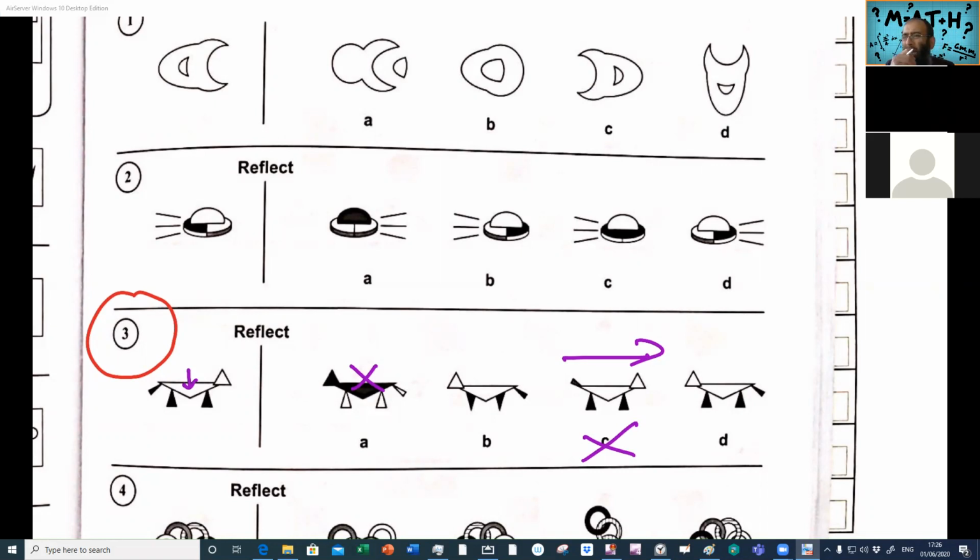Yeah, I did B, but it was incorrect. Yeah, and let me tell you why it's not B. If you look at the legs, the legs are not the same. That's why the legs are upside down. I just noticed that. It has to be this one here. So you've got it facing the opposite direction and the legs are right, so it's going to be D.